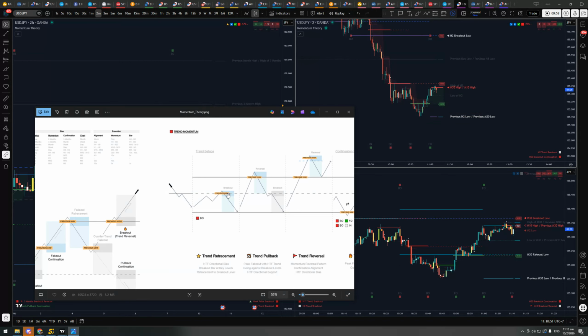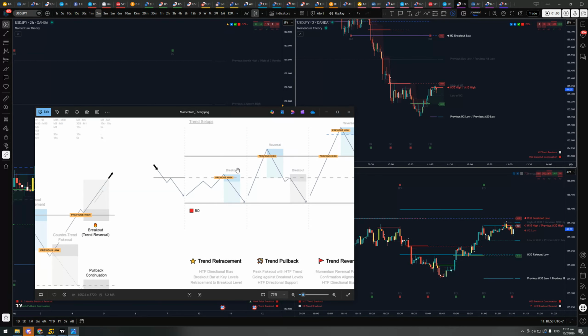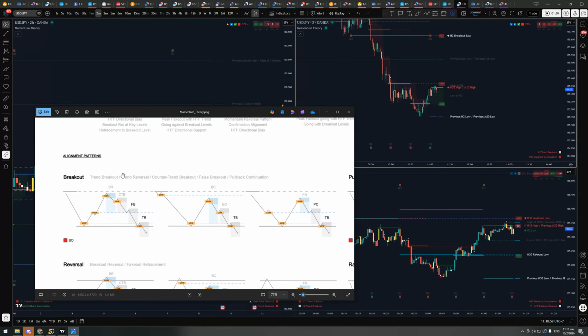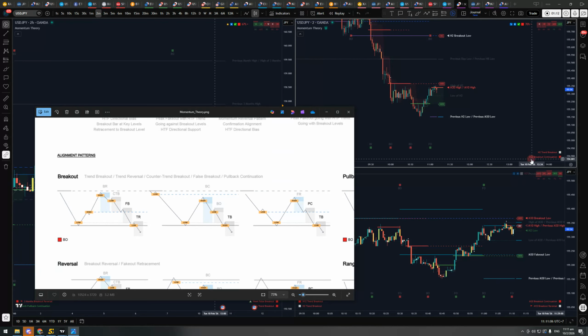Once it has triggered that, I'm looking for a breakout alignment pattern. So these are my breakout alignment patterns. The H2 is currently in trend breakout, so looking for either a reversal, continuation, or pullback pattern. The way I identify which one is by looking at the momentum time frame bar flow at the bottom here.